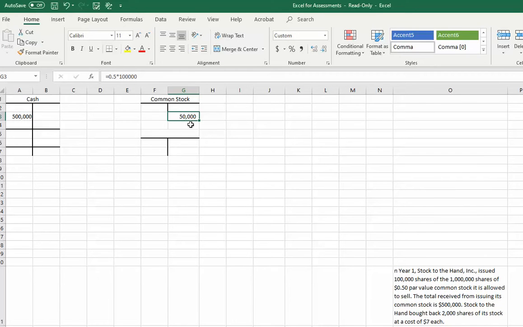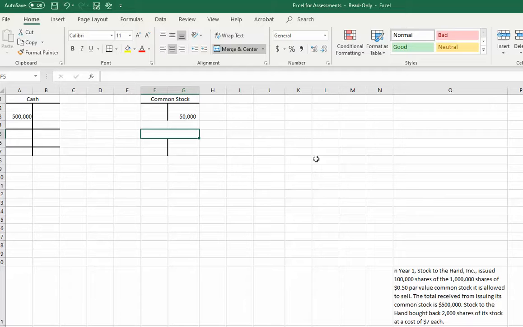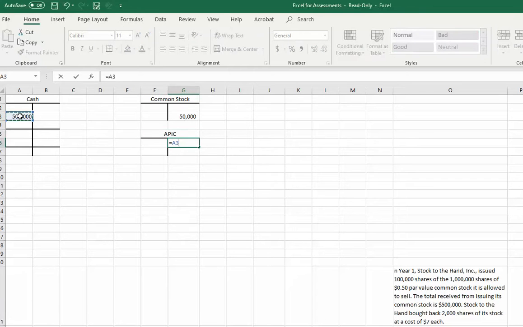I'm out of balance by 450, and that's what goes in this additional paid in capital in excess of par. I'm going to call it APIC for short. So that represents the amount that you got over par value. So it is equal to the cash you received minus the par.